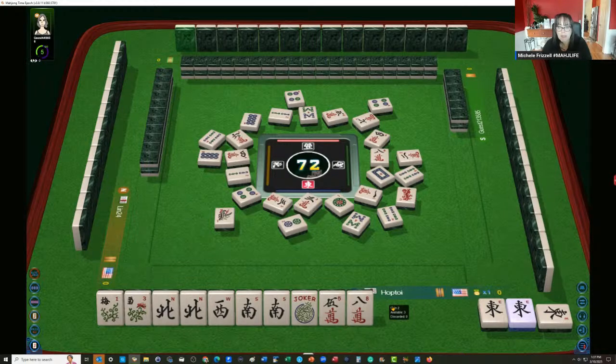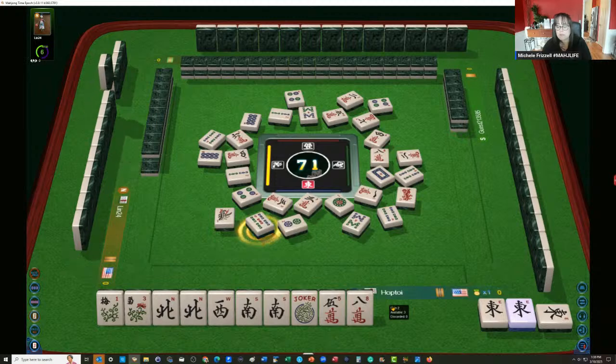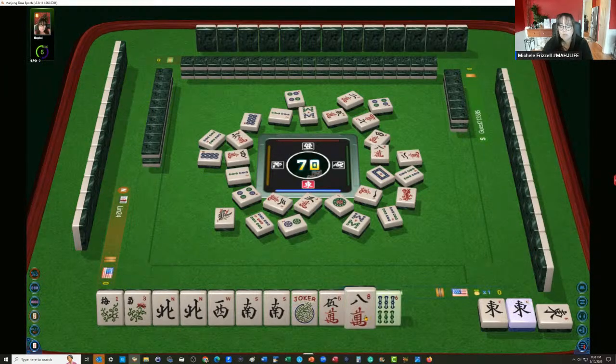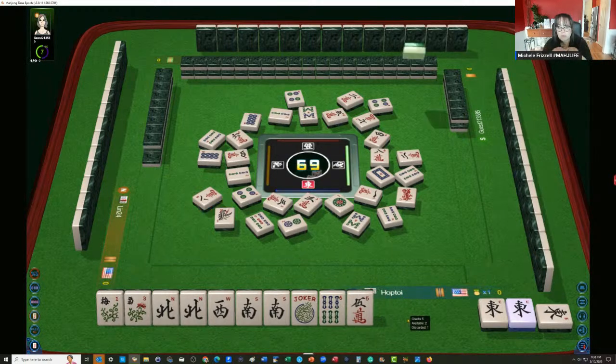Now, if I had a gap or a weakness, let's say I didn't have the north in my hand, I probably would have waited. But because I've got my 2 pairs in the hand, I can take on the risk of losing that joker. So again, it's very situational. You just have to think it through. Look at what is out. Think about what's going around.